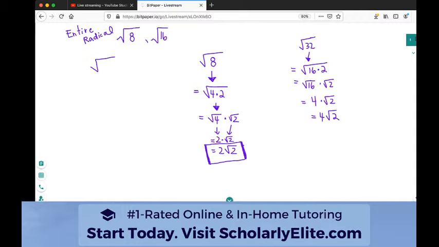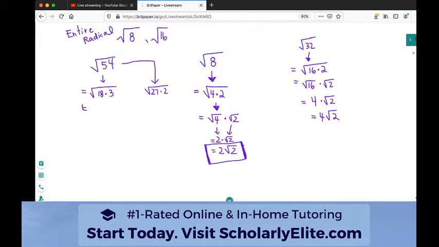So let's try root of 54. I'm going to pick this one because it's going to illustrate an example of what I want to show you guys. I know by trial and error that 54 is divisible by 3, and so I can break this down into root 18 times 3. Another way that I can also break this down is root of 27 times 2.